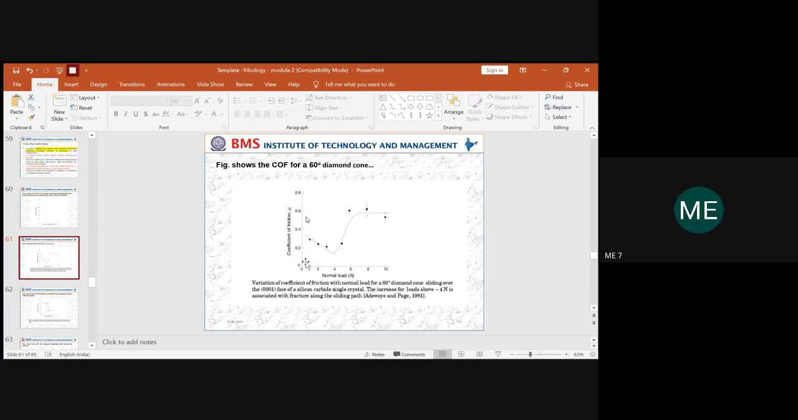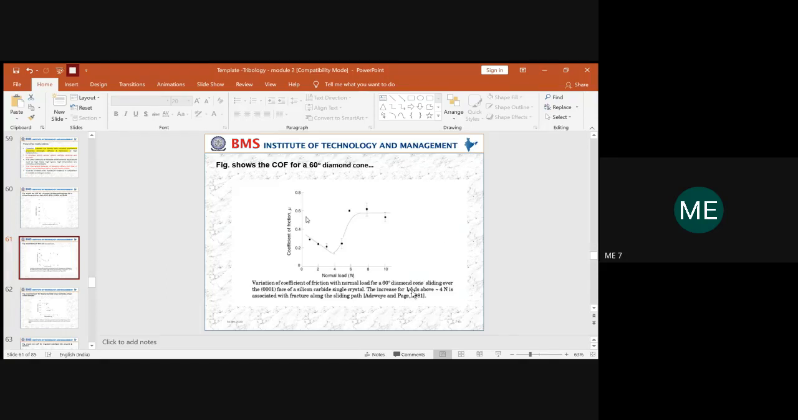Similarly, here we have the value of coefficient of friction with respect to normal load. We are measuring coefficient of friction with normal load for a 60-degree diamond cone, and it is sliding over a silicon carbide crystal. Again, if we say silicon carbide crystal, you have to specify whether it is a single crystal, multi-crystal, or oriented crystal; what its dipole moment and alignment are, everything comes into the picture. So you have to be specific.